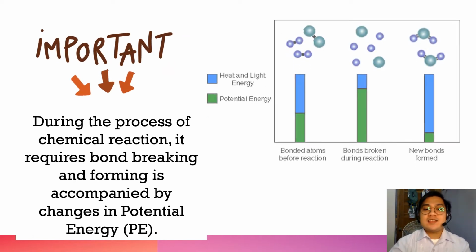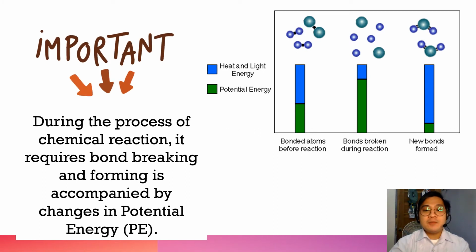As the illustration showcases to you, the blue bar column represents the heat and the light energy, while the green bar represents the potential energy. When atoms are bonded to each other, the potential energy and the kinetic energy, or the heat and light energy, are somewhat equal to each other. While when there is a broken bond, potential energy increases, and when a new bond forms, potential energy decreases.